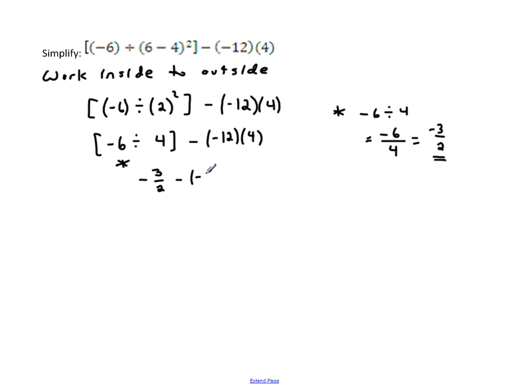minus the negative quantity, negative 12 times 4. Well, negative 12 times 4, what is that? Because it's a negative times a positive, it becomes negative 48. So we're going to be taking negative 3 halves minus the quantity negative 48. And it turns out that whenever we're subtracting a negative, it's the same thing as addition. So we're going to be taking negative 3 halves here plus 48 as our next order of operations.